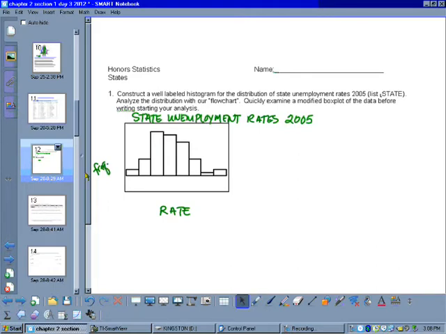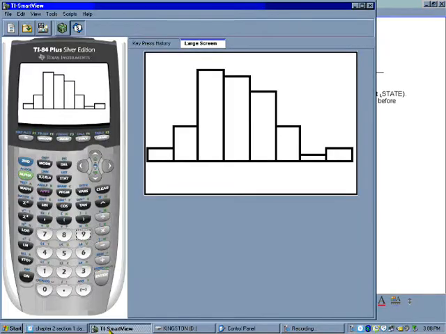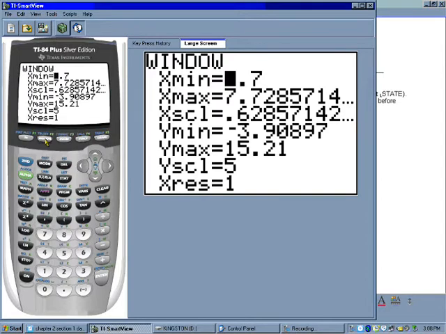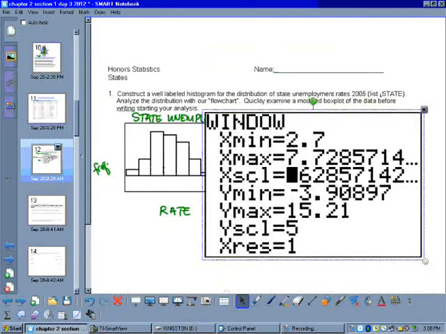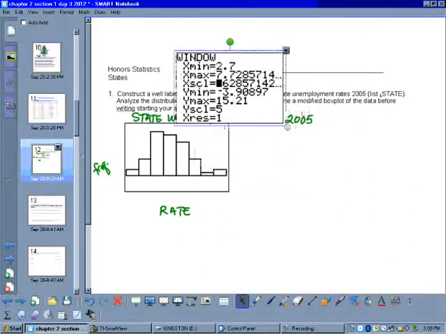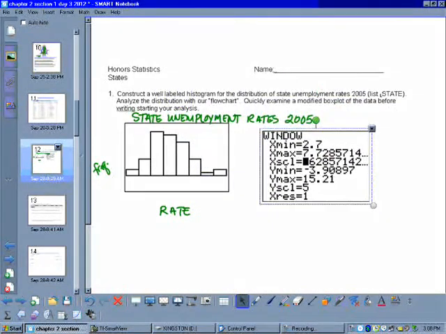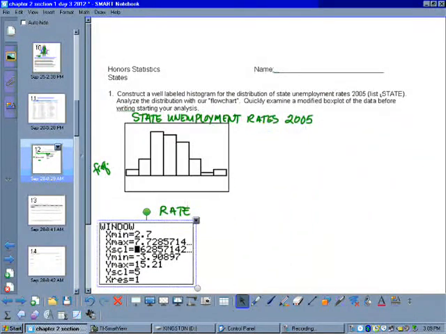We also need a window description. So by pressing the window button in your calculator, you can copy from this window our window coordinates, which are 2.7 to 7.7, and from negative 3.9 up to 15.2.